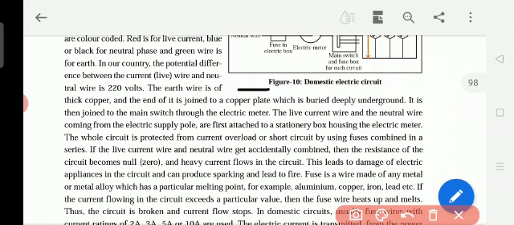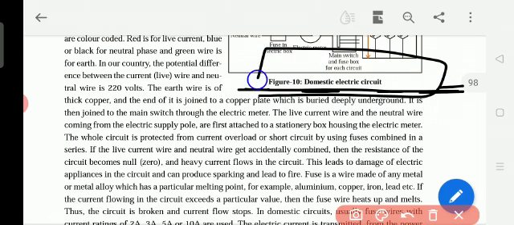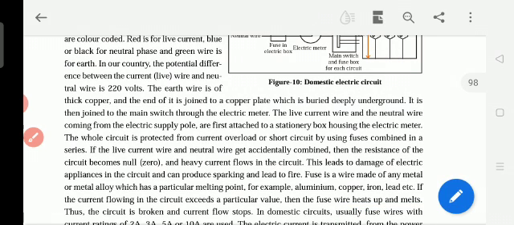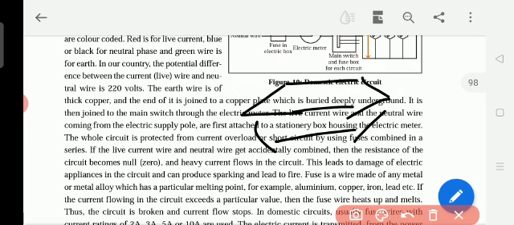Series means connecting like this in the same line. In a series, the same electric current will flow. If one is cut off, the electric current flow will stop. But when we attach in parallel, even if this wire is cut off, these two will be working.